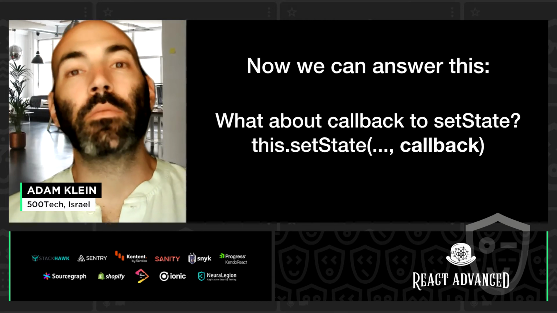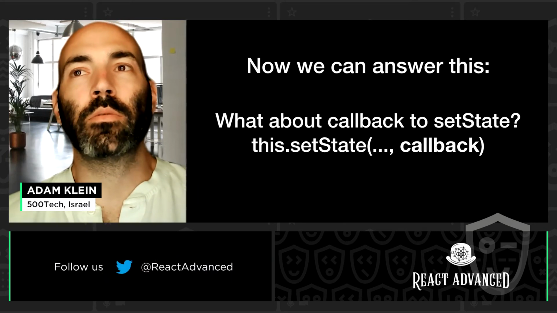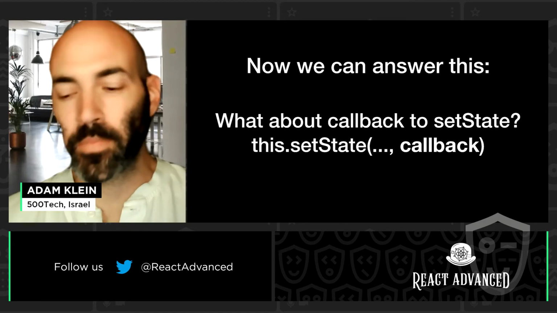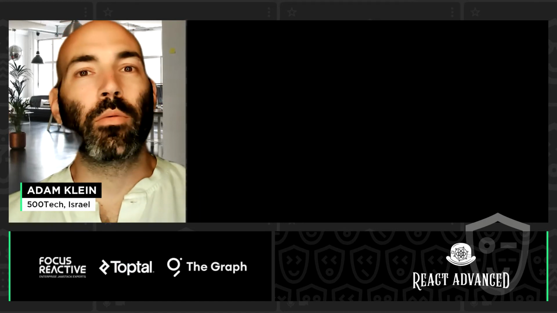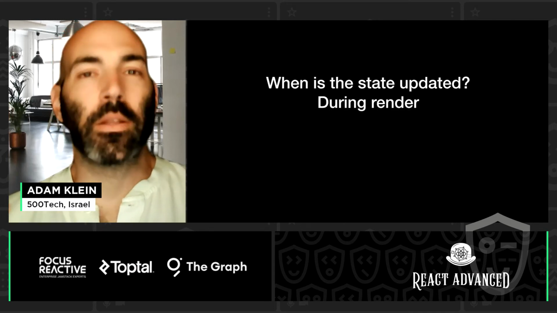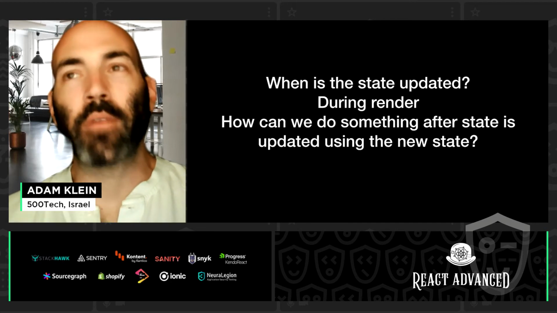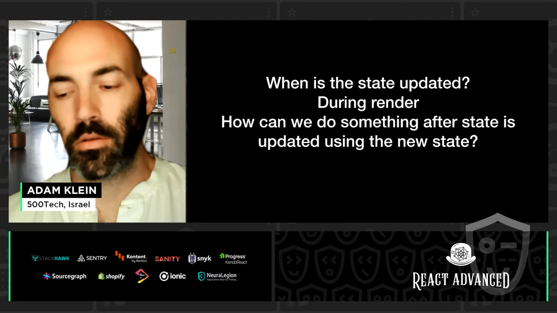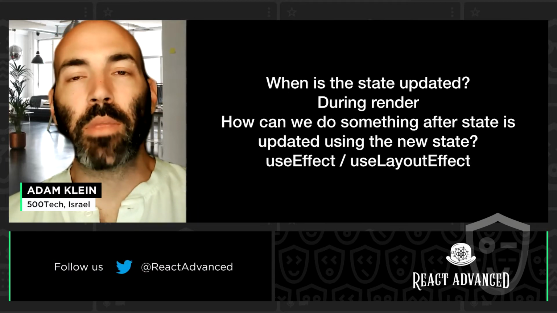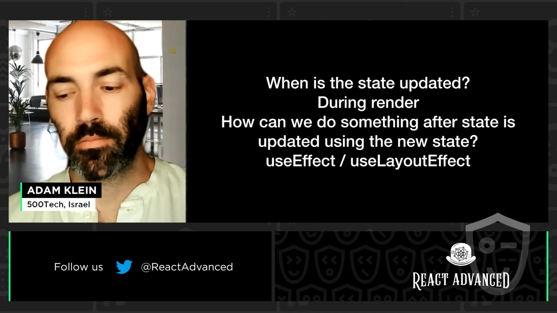So now we can, first of all, answer this question. How do we call the callback to set state when we're using useState? So now we can answer, when is the state updated? Only during render. So how can we do something after the state is updated? We call useEffect or useLayoutEffect, which is something to be performed after the render happens.